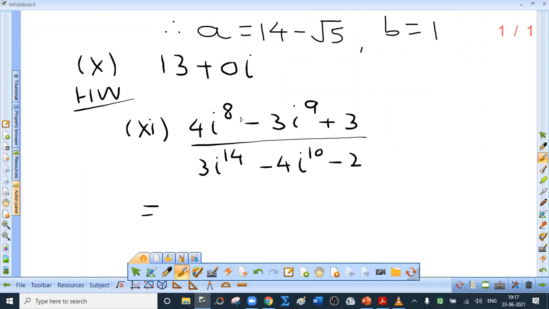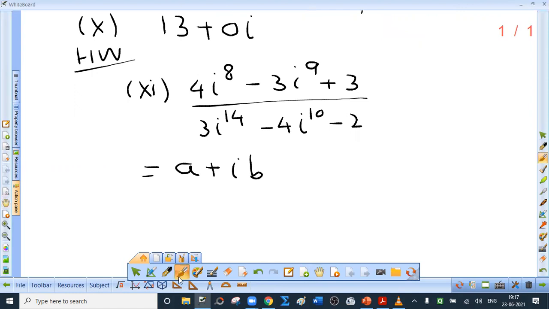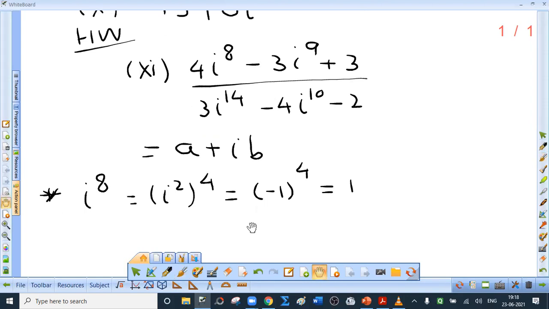Sum number 11, 4i raised to 8 minus 3i raised to 9 plus 3 upon 3i raised to 14 minus 4i raised to 10 minus 2. Equal to, see, I will write a plus ib. Now I will find these values separately. What is i raised to 8? It is i square raised to 4. You may say i raised to 4 square, same thing. Now minus 1, if index of minus 1 is even, answer is plus 1.